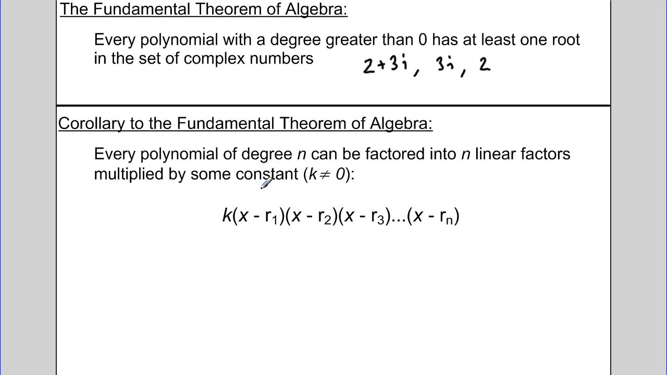So we can see here, let's say we had a 5th degree polynomial, we would have 5 linear factors lined up here of the form x minus our first root times x minus our second root times x minus our third root all the way down to x minus our 5th root. So these, with the subscripts, are just our complex roots.